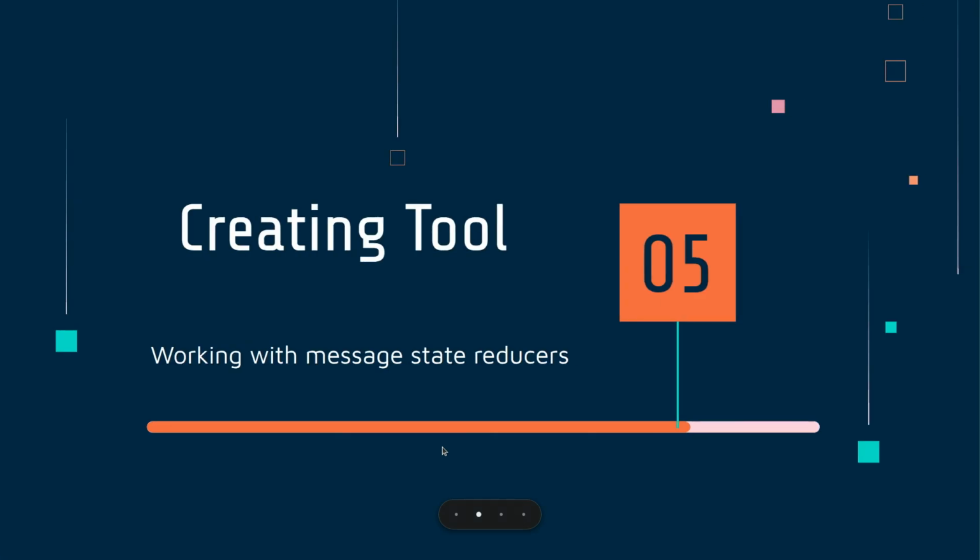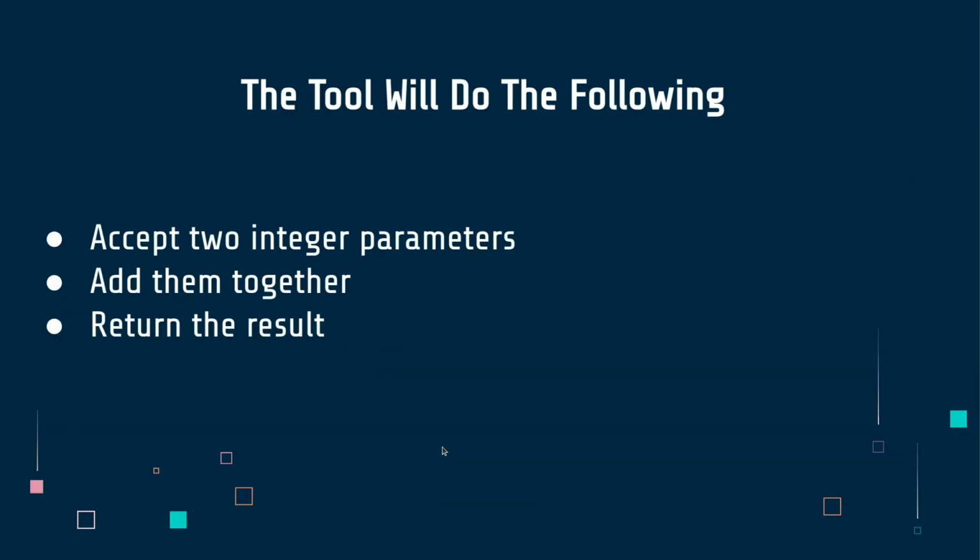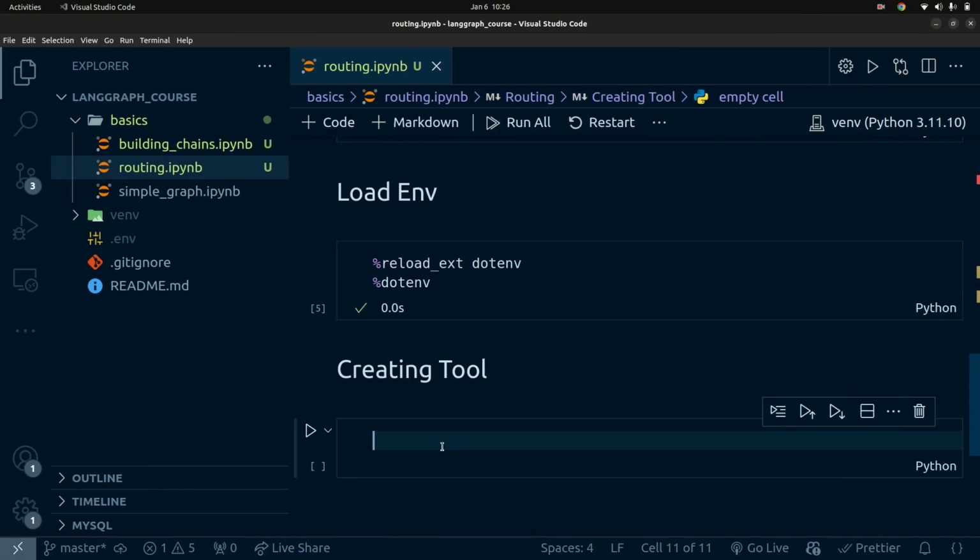So what is this tool going to do? Our tool is going to be a very simple tool. In fact, it's just an addition operation tool. So accept two integers, right? This could be floats, but I'm just going to use integers for now. Add them up, and then return the sum of their results. That's all this tool does. So let's go in here and just create this tool right here.